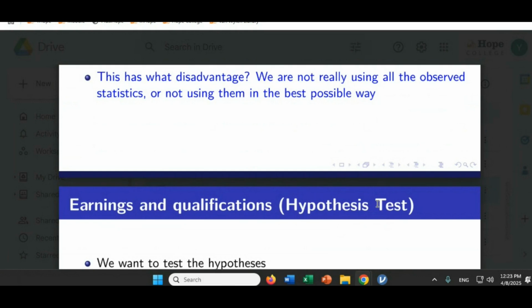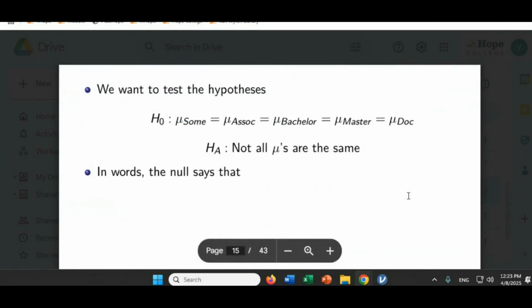So let me ask you this question. What do you think the null hypothesis is going to look like? Anyone? Based on everything that you've learned so far from me, they are involving mu. Can anyone tell me what they think the null hypothesis looks like? First of all, how many mu's are there to compare? Five. So what do you think the null sounds like? Mu sum equals, yes, good. So the null says mu sum equals mu associate equals mu bachelor equals mu master equals mu whatever.